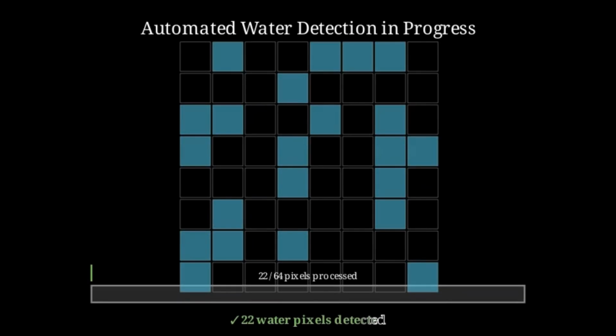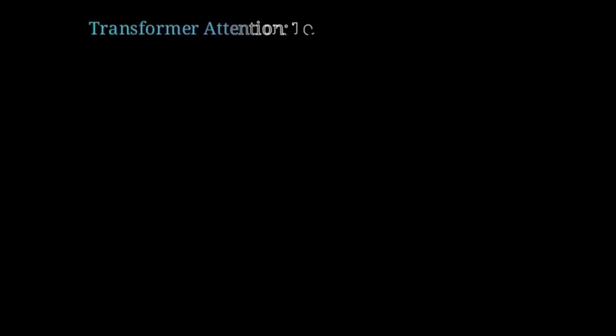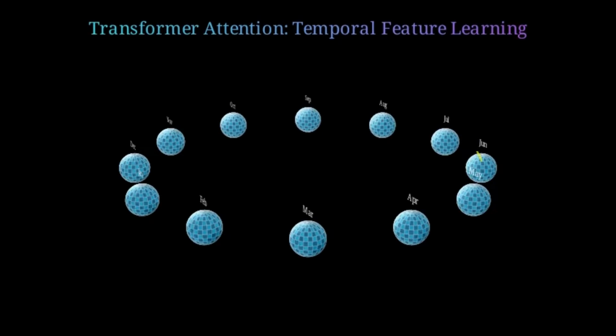This is a matrix representation of how we detect the water bodies. We automate the process by calculating the number of pixels of water bodies that we detect through a certain level of thresholds that we use for cutoff.